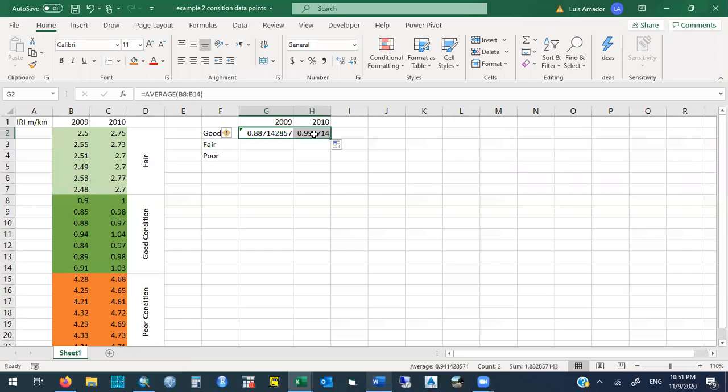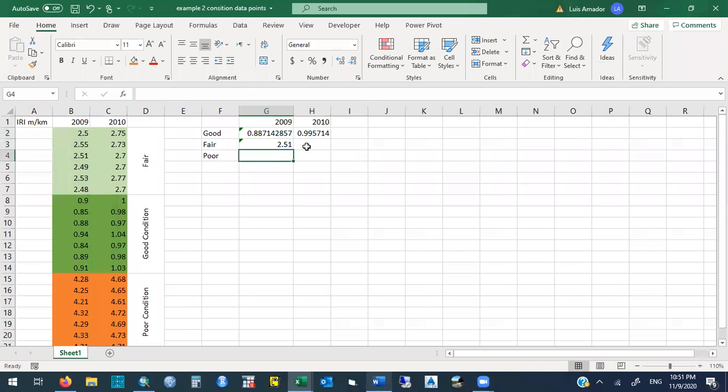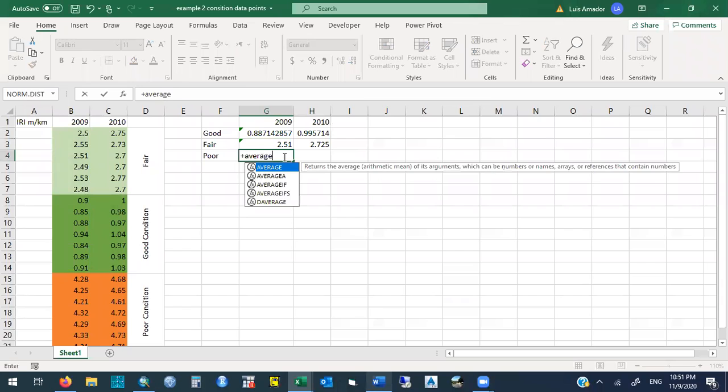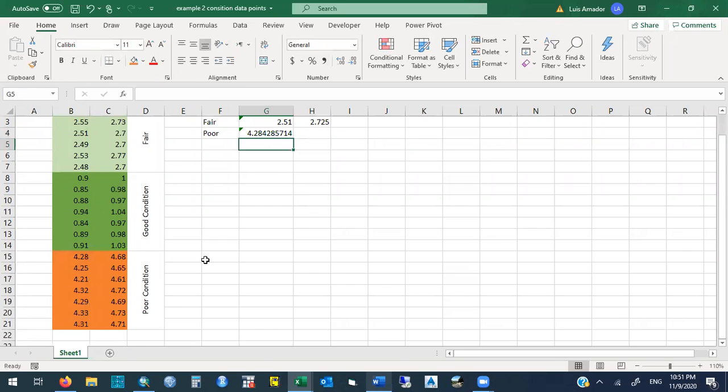And I can do the same for the other average. The average will be for 2010. For the fair, I can get the average, and I can get the average for the following year. And for the poor, I can get the average, and I can get the average for the following year.